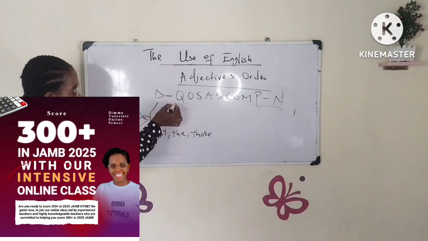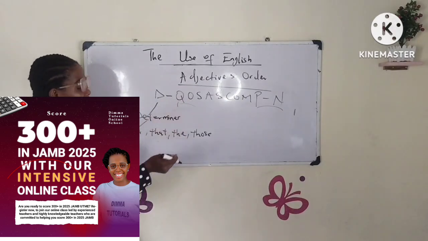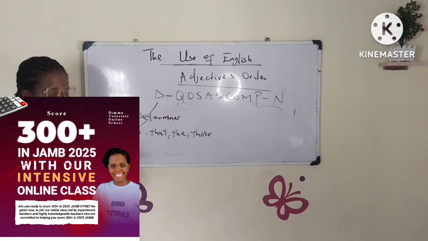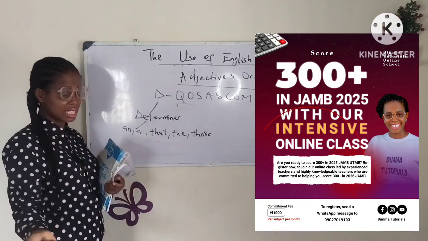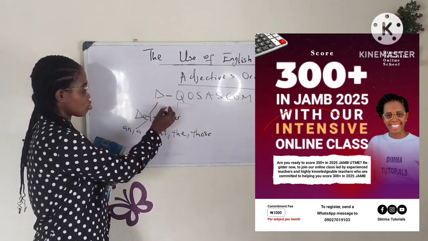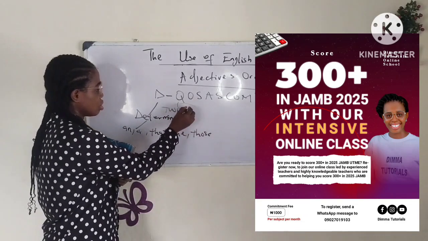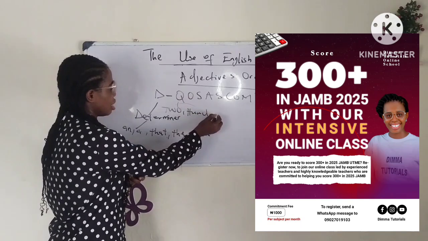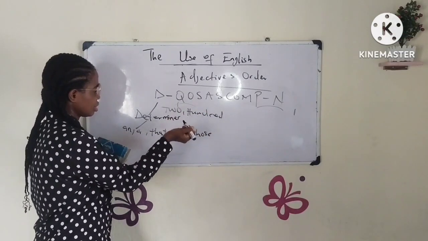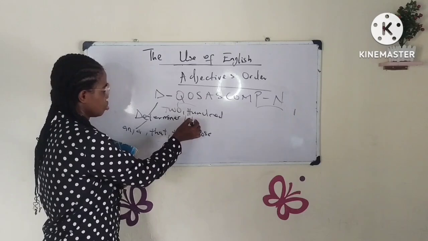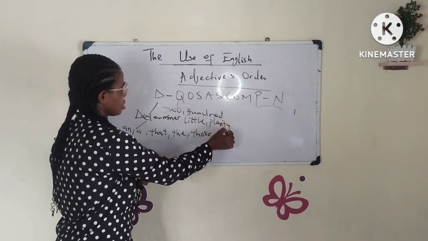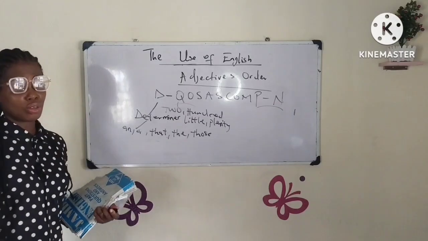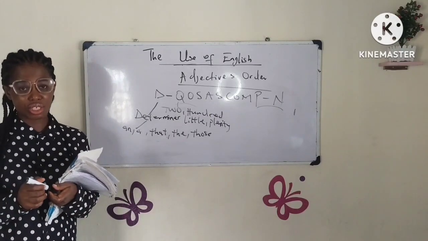So the next one is quantity. Now quantity refers to how many, how many or how much something is. Examples are 200, 100, little, plenty, etc. Those words that show quantity of something.